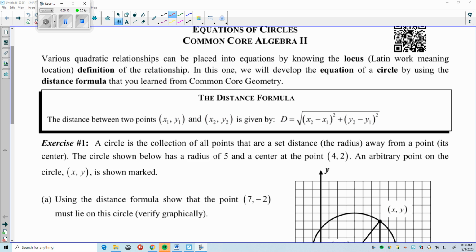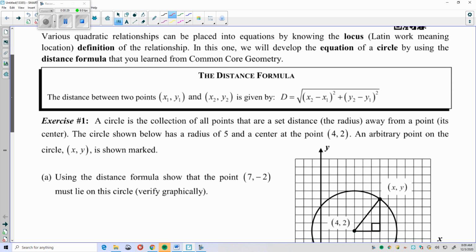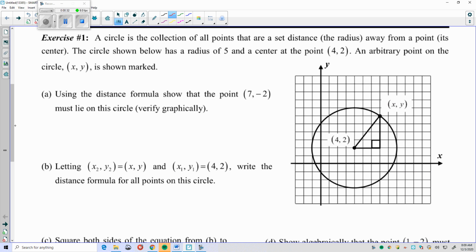And it's the distance between 2 points. And we have this big, long formula with a square root over the entire thing. Okay, we're going to use that formula to come up with an equation for a circle. So a circle is a collection of all points that are a set distance, which is your radius, away from a point, which is its center. That's our basic definition of a circle.